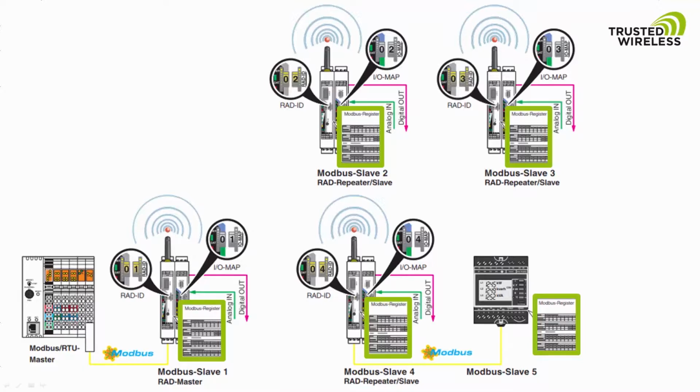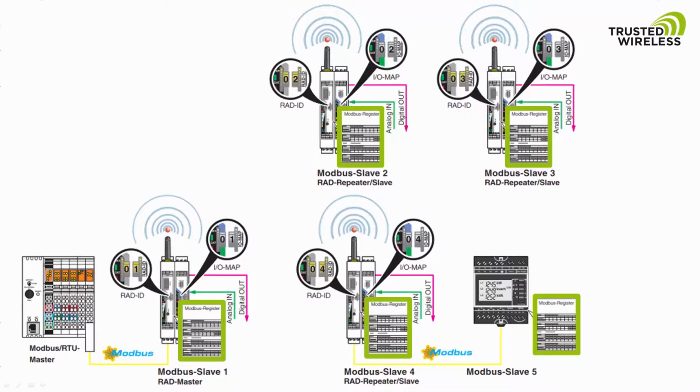For example, the wireless master with RAD ID 01 is simultaneously a Modbus slave with the address 01. If the Modbus address 01 is already assigned in an existing Modbus network, the Modbus address of the master wireless module can be changed via SciConf software.